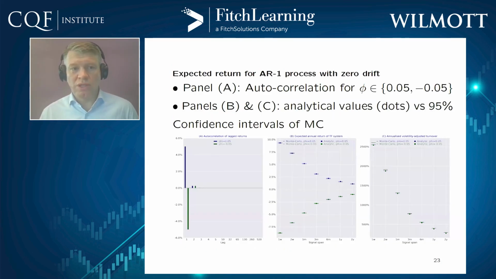So here I show autocorrelation of lag returns. For positive autocorrelation, we have positive lags. And here is how it works. Obviously, if autocorrelation is positive, and as you saw from the formula, even without drift, we generate positive performance. Expected return and realized return are positive. The same with turnover. As I said, it does not depend on a particular stochastic process.